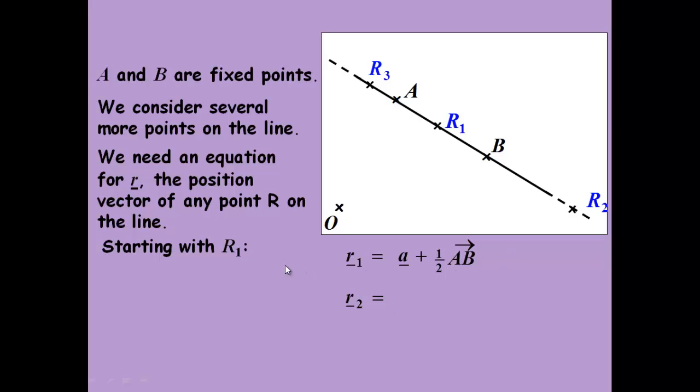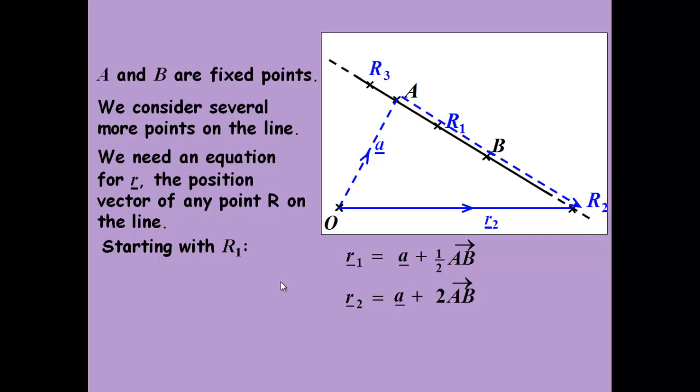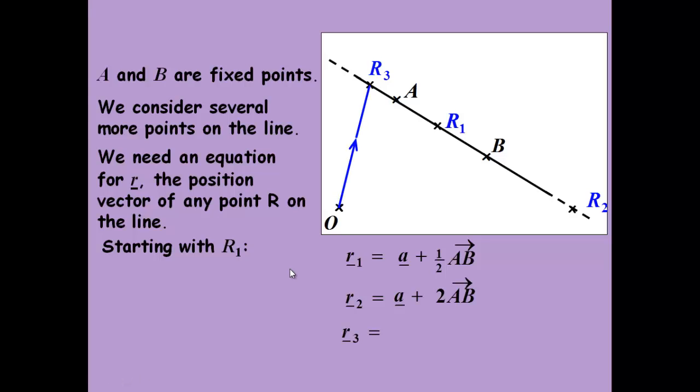Now looking at R2, if this length here from A to R2 is double the distance from A to B, then we would write this as A plus 2AB. And in a similar way for R3, we can write this as A minus, or plus if you like, minus a quarter AB. Basically, like we did last lesson, we use this position vector and AB to describe the point. Remember, we did it for the midpoint, didn't we, last lesson?